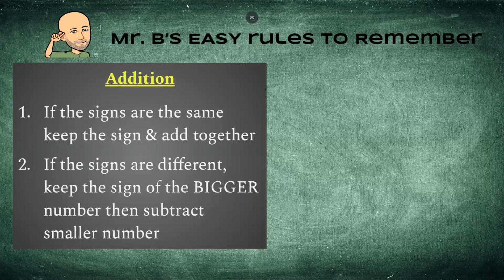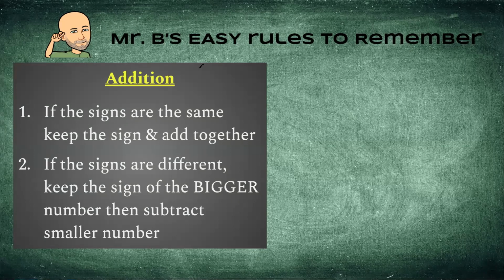If the signs are different, now I'm going on my own personal annotation here, right? If the signs are different, keep the sign of the bigger number and then subtract the smaller number from the bigger. So when it was 8 plus -6, 8 is a bigger number, so I'm keeping the sign of 8, which was positive, and I'm going to subtract 6 from 8, ending up with +2.